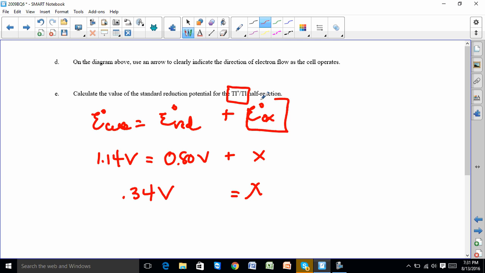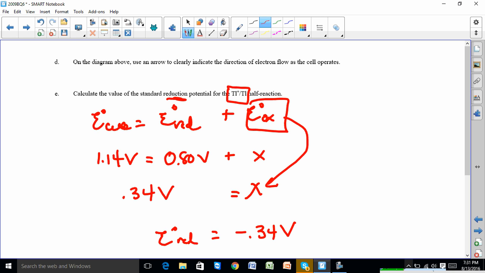That's what E of oxidation is, but it asks for the reduction potential. So when this is oxidized, it's 0.34. So if it's reduced, the reduction potential would be negative 0.34 volts. Because 0.34 volts is the oxidation potential, but they asked for the reduction potential.